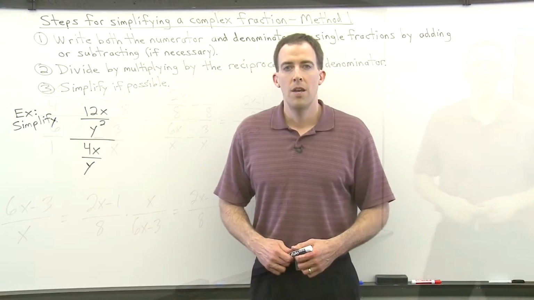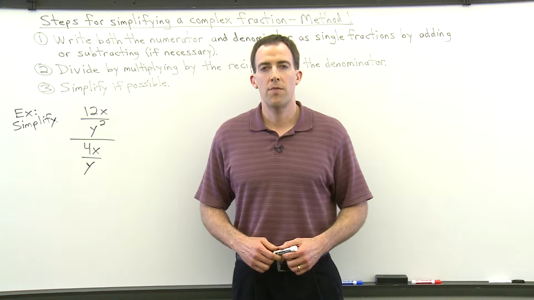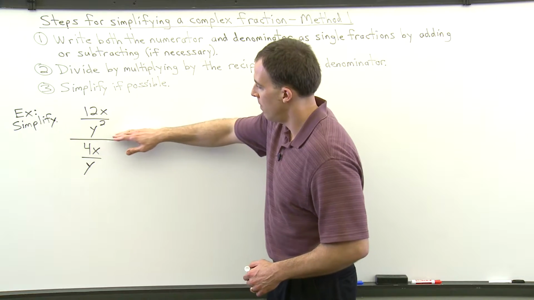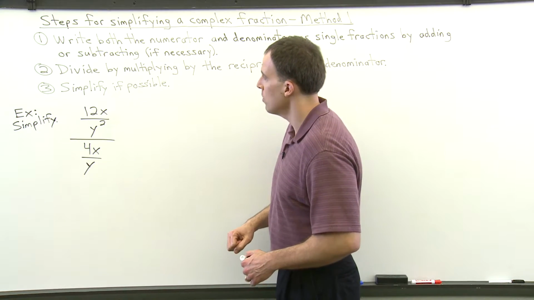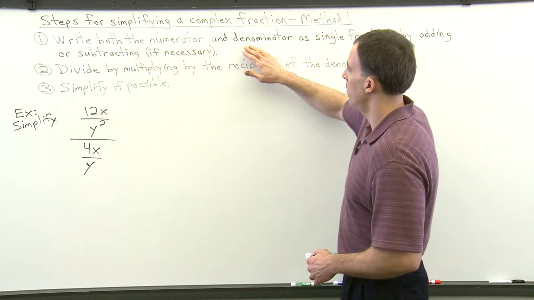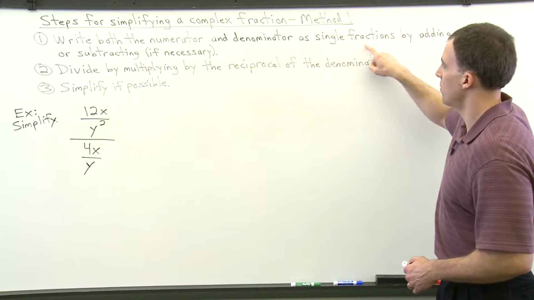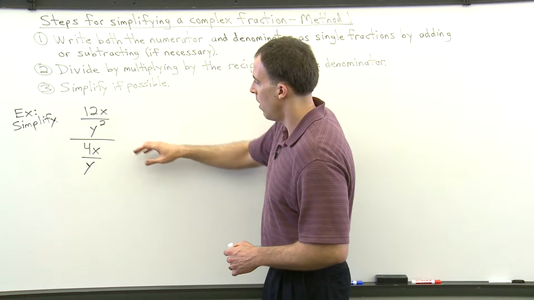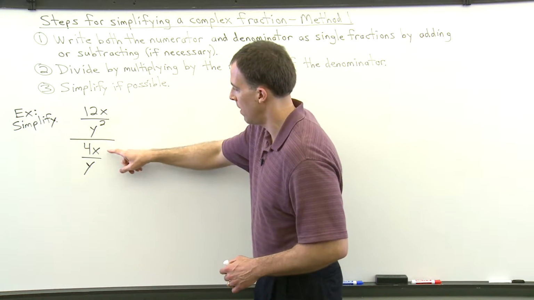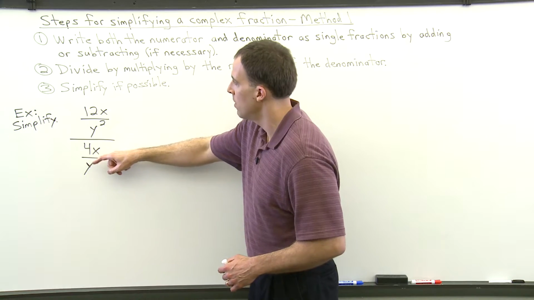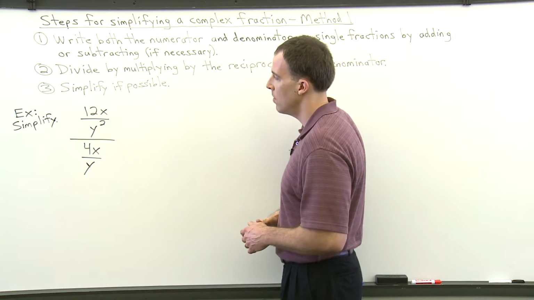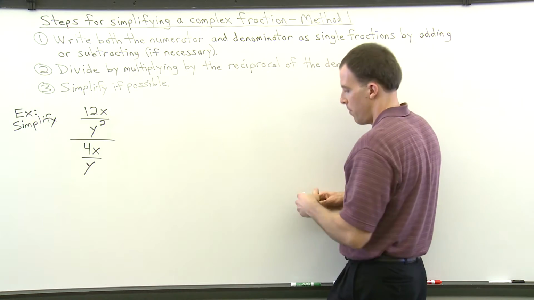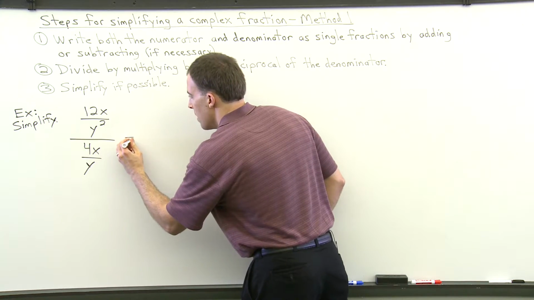Here's another example of simplifying a complex fraction using method 1. I have here 12x over y squared, and that's being divided by 4x over y. So the first step is to make sure that both the numerator and denominator are single fractions, just one term, by adding or subtracting the terms if necessary. Just looking at this, we already have a single term in the numerator, and we've already got a single term in the denominator as well. So we can skip step 1 and go right to step 2, which is to divide the numerator by the denominator by multiplying by the reciprocal of the denominator. So I'll proceed right to that step.